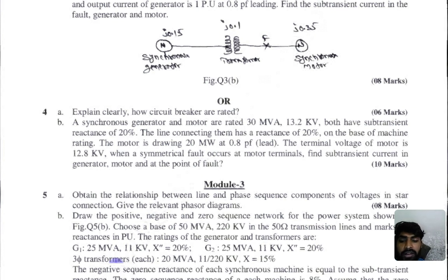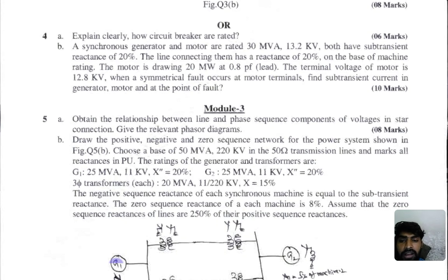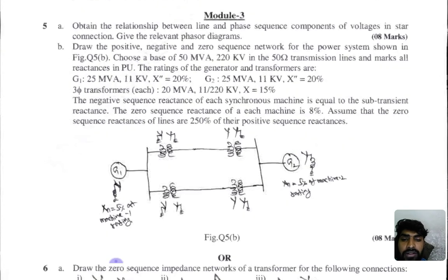Afterwards, you calculate everything. Next, module 3: obtain the relation between line and phase voltage in the star connection, and give the relevant phasor diagram. So we need to draw the sequence components and voltage in star connection. For star connection, IL is equal to I phase, and VL is equal to root 3 V phase. So just draw it.